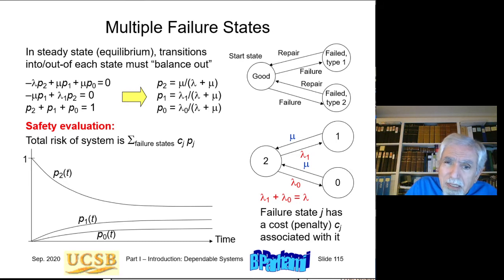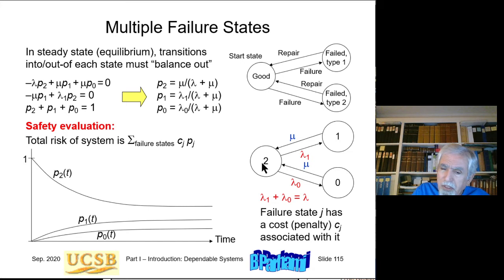Okay, so here is a more complicated system that has a good state and two fail states, type 1 and type 2. Perhaps this is, say, a safe fail state. This is an unsafe one. That's why we are distinguishing them, because the consequences of this failure are different from the consequences of this type of failure. Okay, so this is the model.